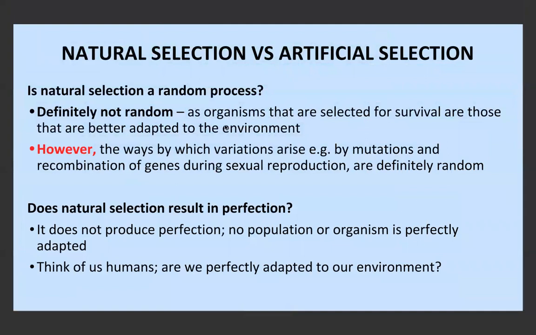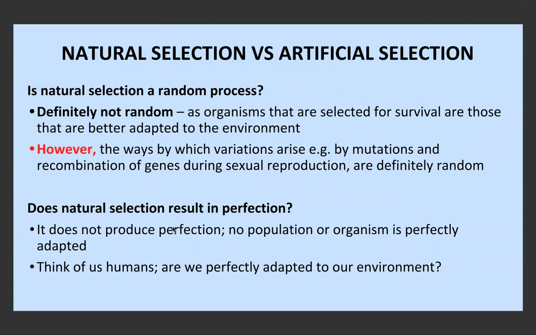Is natural selection random? Definitely not. The way that variations arise, so how organisms get to be hairy or non-hairy and so on, that's definitely random. That comes through mutation and recombination of genes during sexual reproduction. Those are 100% random. But the process of natural selection in itself is not random because the organisms selected for survival are those that are better adapted to the environment. The environment doesn't just choose random organisms to survive, it chooses the ones that are best adapted.